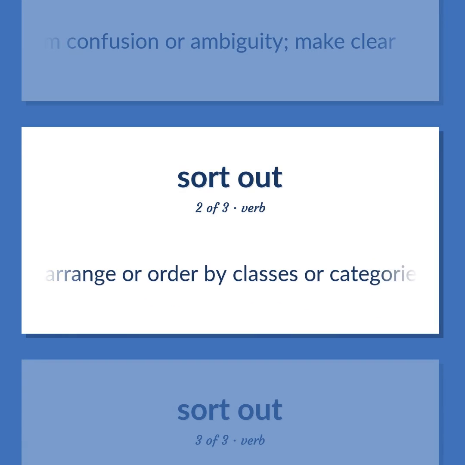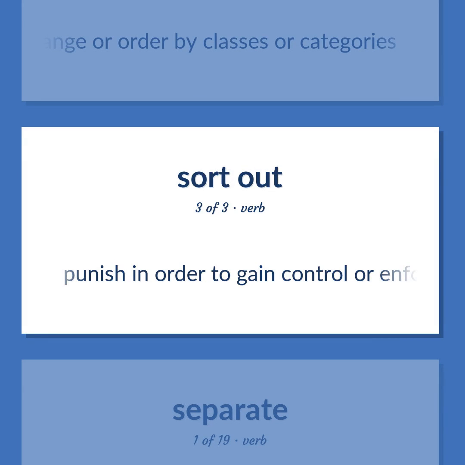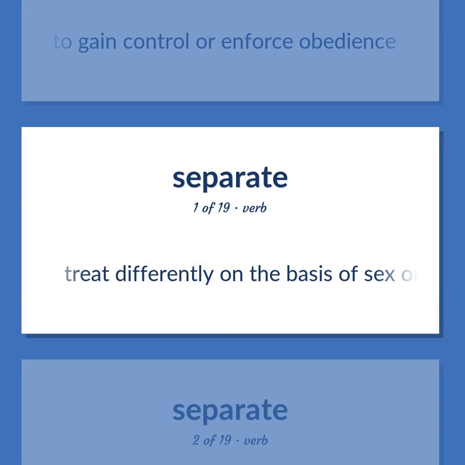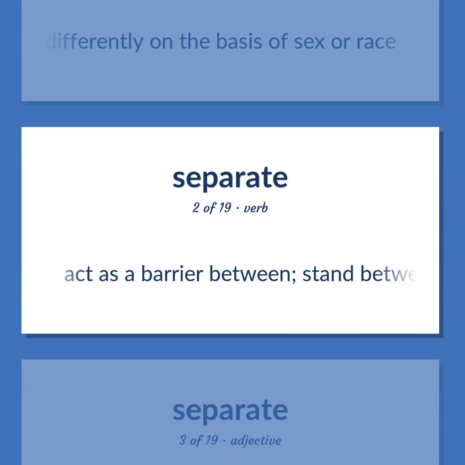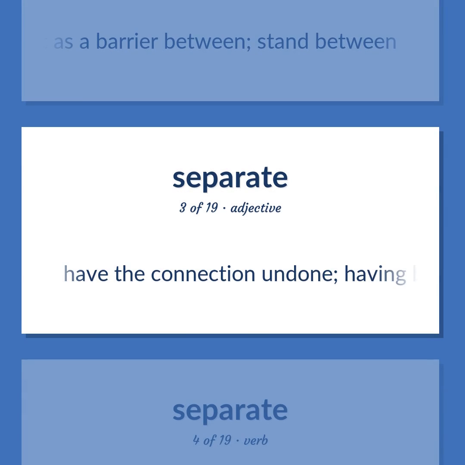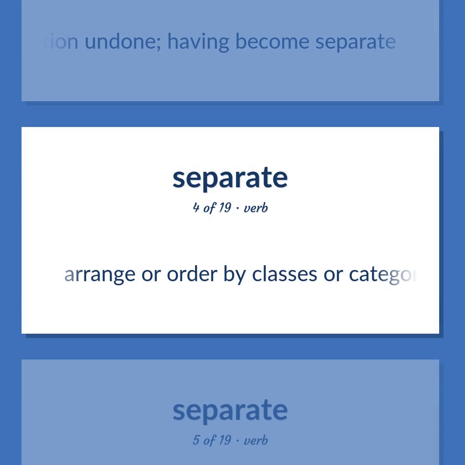Arrange or order by classes or categories. Punish in order to gain control or enforce obedience. Treat differently on the basis of sex or race. Act as a barrier between. Stand between. Have the connection undone, having become separate. Arrange or order by classes or categories.